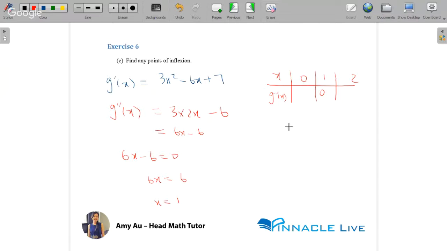All right, so chuck that into the second derivative and test it. So that's minus 6. And then putting 2 in there, so that would be 6. So negative, positive, concave down, concave up. So we've got an inflection at 1. And then you find out what G1 is. Should be at minus 5.